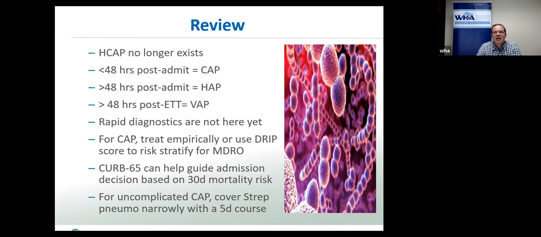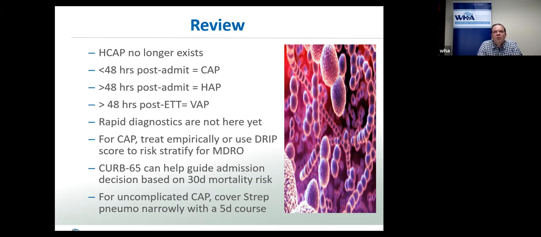For community-acquired pneumonia, as we said, treat empirically with strep coverage. Consider the DRIP score to risk stratify for multidrug-resistant organism risk. CURB-65 is a great thing to help you decide whether to admit or not. Is the hospital really the best place for my patient? The answer might be no. We have a lot of bad bugs in the hospital. Sometimes home is better, but you need a good idea of what you're treating for, a good idea that they're low risk for mortality, and a good idea that they can get adequate outpatient follow-up.